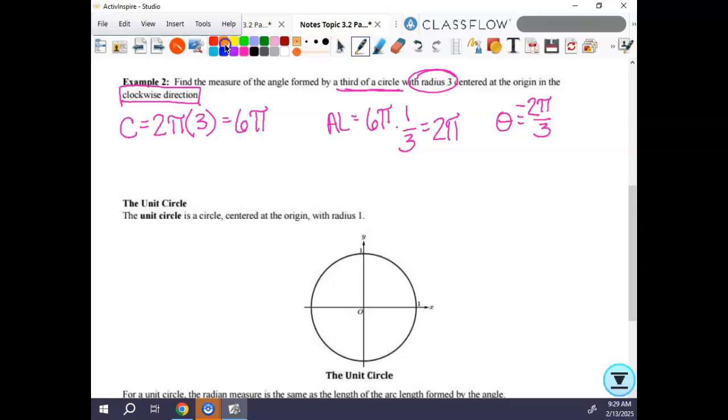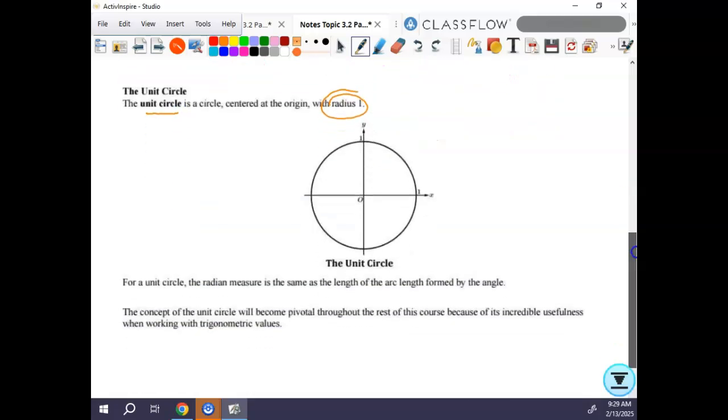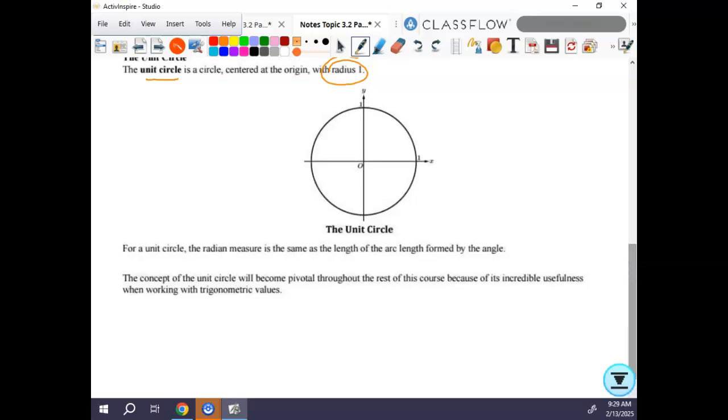Okay. So then we're just going to state what the unit circle is again. Center at the origin, radius 1. I could have taken some of this out because it's repetitive, but I thought sometimes it's good to hear it over and over again. For a unit circle, the radian measure is the same as the length of the arc because the radius is 1, right? So the concept of the unit circle will become pivotal throughout the rest of this course because of its incredible usefulness. Not just the rest of this course, but in calculus as well. It is not going away. So embrace it, learn it, love it, understand it, and if you really get it down, you'll just know it, and it's not that big a deal. Okay? All right.